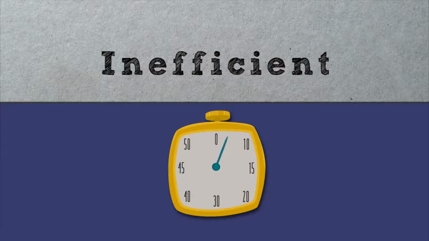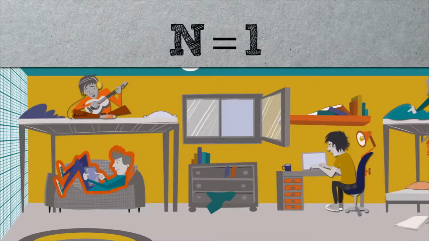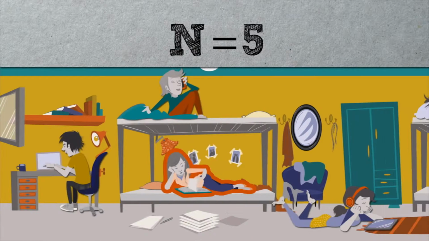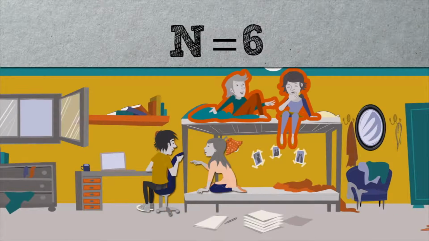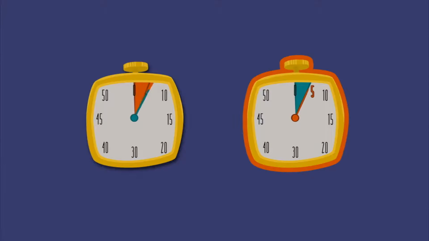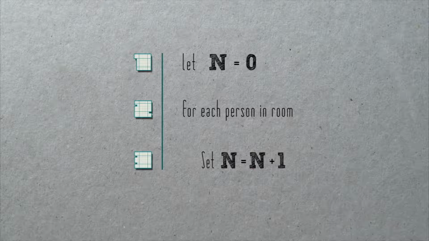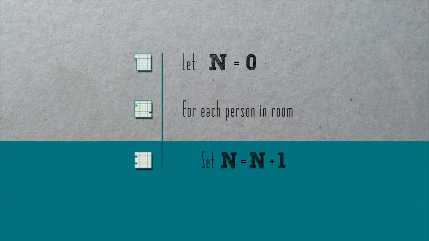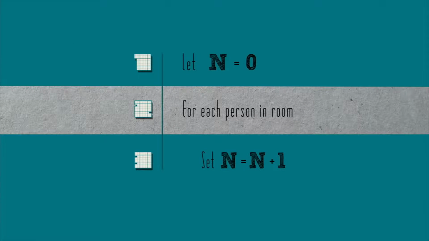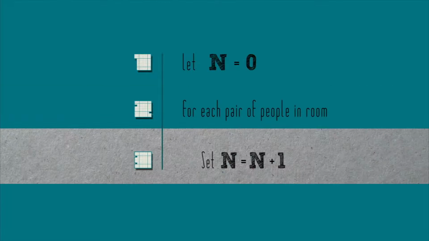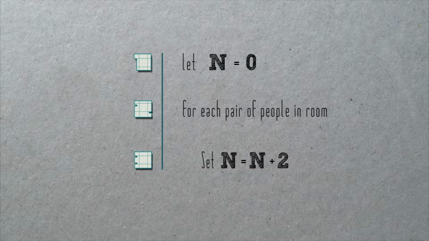Why not count 2 people at a time? Instead of counting 1, 2, 3, 4, 5, 6, 7, 8, and so forth, why not count 2, 4, 6, 8, and so on? It even sounds faster, and it surely is. Let's express this optimization in pseudocode. Let n equal 0. For each pair of people in room, set n equal to n plus 2. Pretty simple change, right? Rather than count people one at a time, we instead count them 2 at a time. This algorithm does twice as fast as the last.